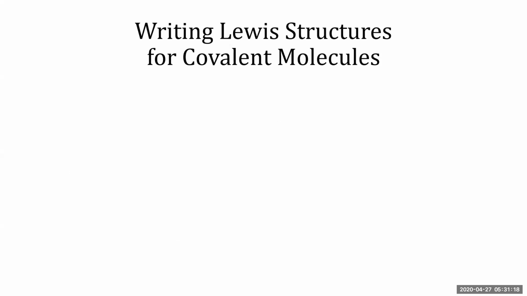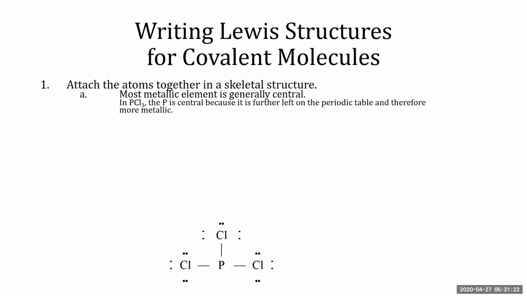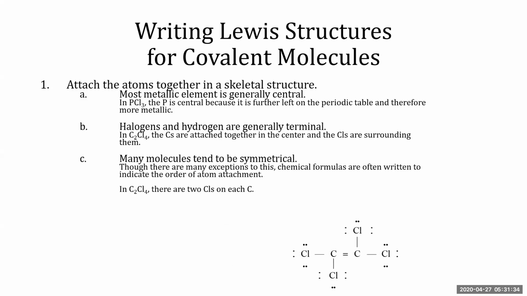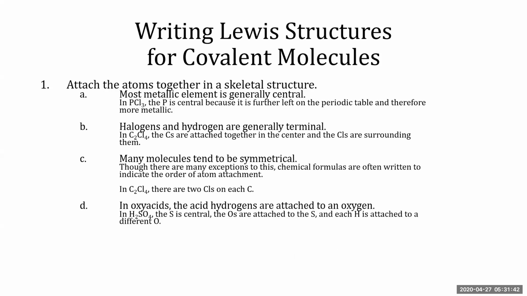Writing Lewis structures for covalent molecules are as follows. 1. Attach the atoms together in a skeletal structure. Most metallic element is generally central. Halogens and hydrogen are generally terminal. Many molecules tend to be symmetrical. In oxyacids, the acid hydrogens are attached to an oxygen.